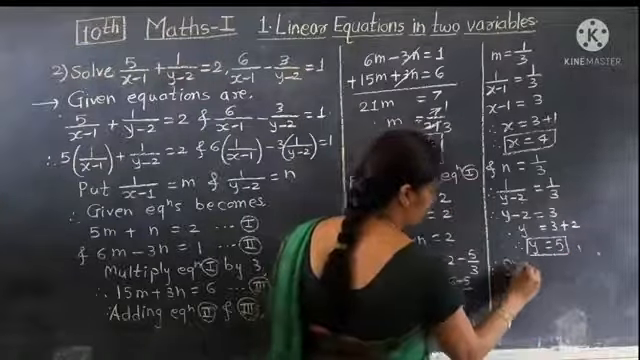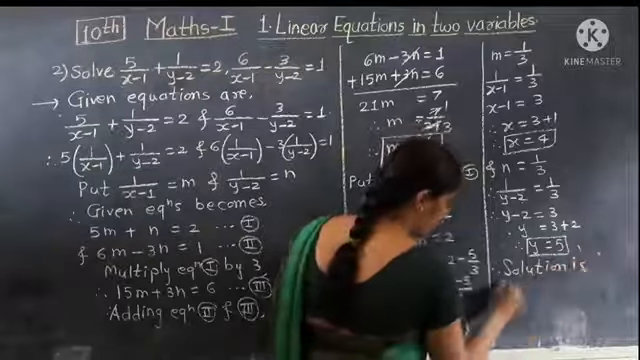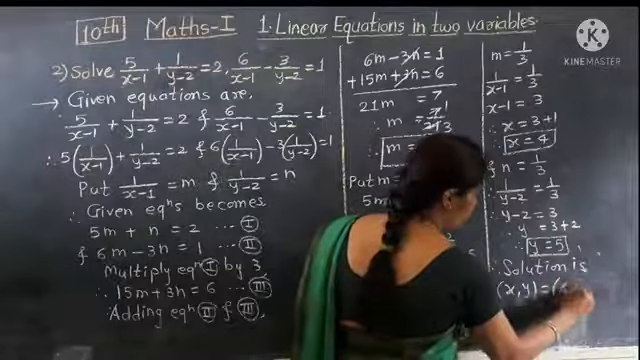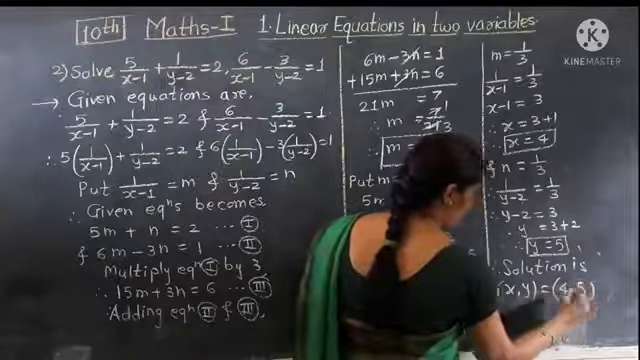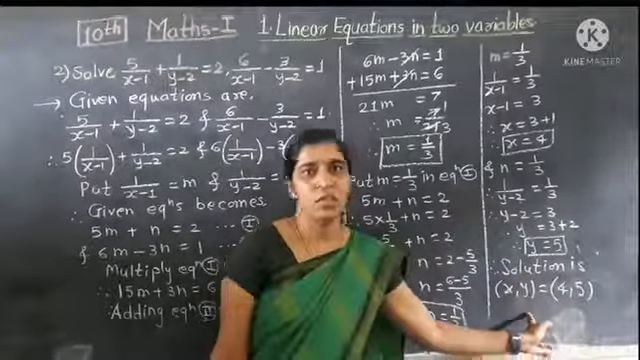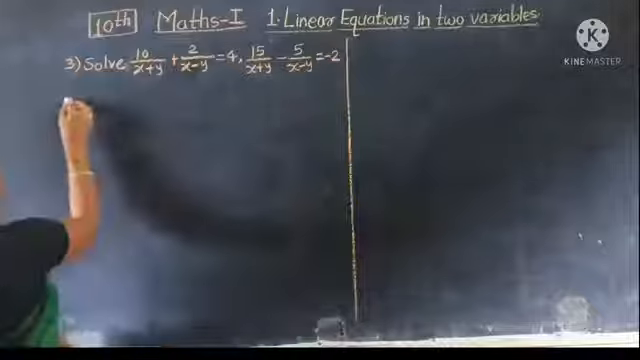Therefore, solution is (x, y) is equal to (4, 5). This is our last answer. Okay. Now students, we will see the last example.